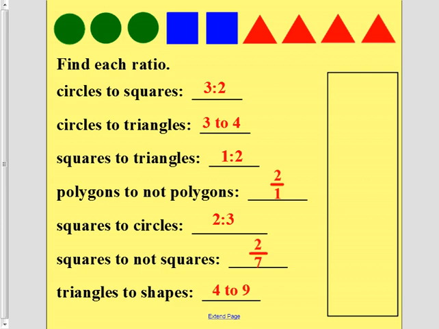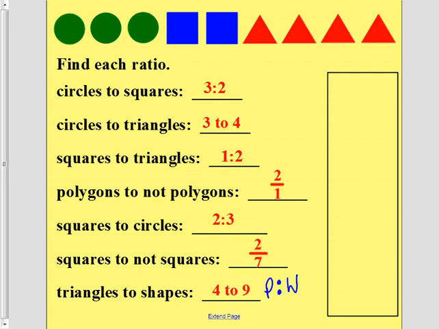And here are your correct answers. Now take a moment to see if you know whether these are part to part or part to whole ratios. All right, now when you look at these, the only one that is a part to whole ratio is the very last one. All of the others are part to part. That last one, triangles are part of the group and shapes represent the whole group.